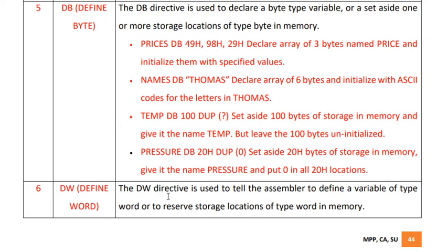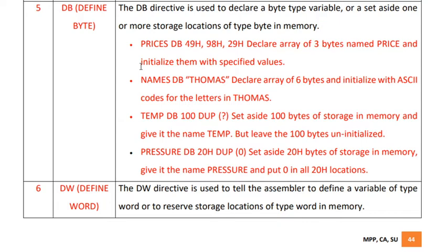Here I have a variable by the name prices. Prices db 49h, 98h and 29h. So here it declares an array that is named prices, and 3 bytes are allocated to this particular array, and it will initialize the locations in the array prices with the values 49h, 98h and 29h. So this is the way db is used in this particular instance.